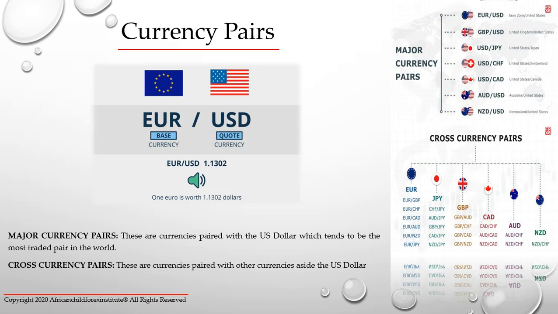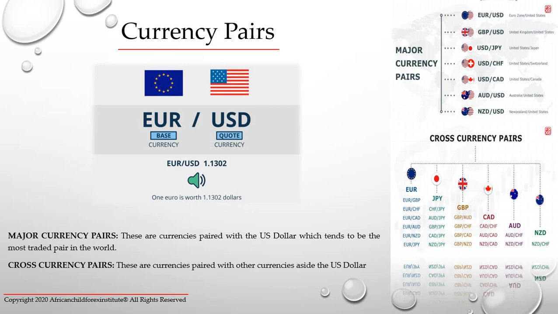If you look at the topmost corner of the right side, you can see that we have currencies like the Euro dollar, which is EUR USD. That is a major currency pair. We have pounds USD, we have USD Japanese yen, we have USD Switzerland, we have USD Canadian, we have Australian USD, we have New Zealand USD. These are major currency pairs because they are paired with the US dollar and they are traded much more often.